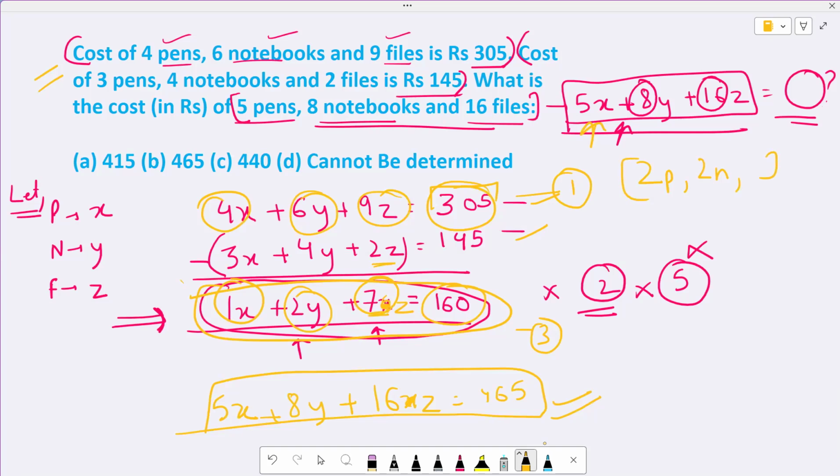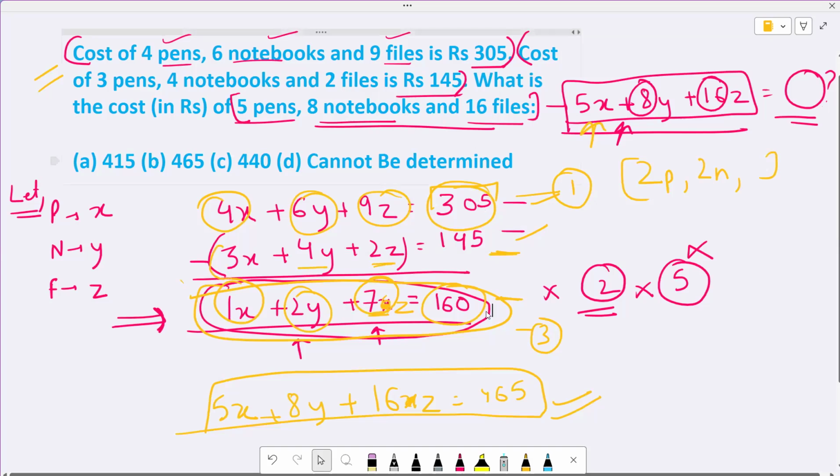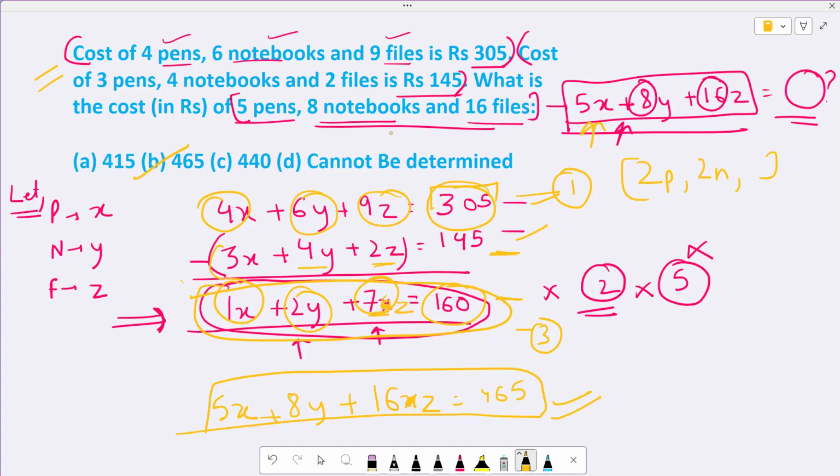They might also have told us to find out maybe four notebooks, then four pens, six notebooks, and nine files. Then we would have added this equation and this equation. So it just depends on how we fill the missing piece here. The main important thing we had to understand here was how equations can have a relation between them, and then further how we can find out the particular values of the equation that is being asked. So 465 is the answer here.